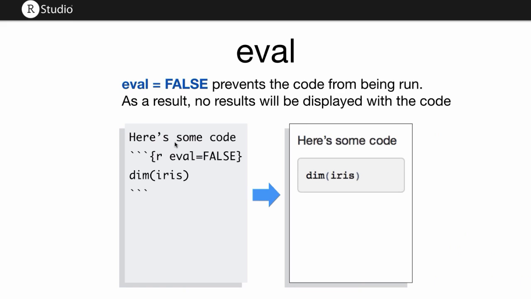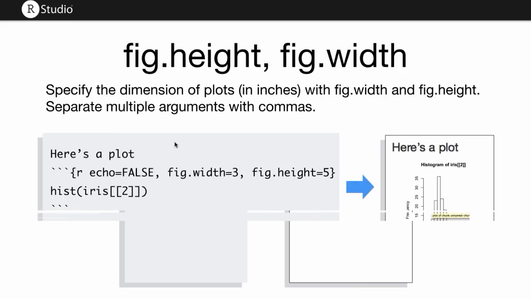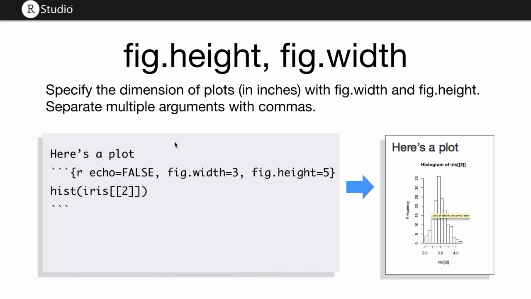Eval equals false does something analogous to that. You will see the actual code in your report, but R Markdown will not run the code. So if your code takes a lot of time to run, it's a great idea to put eval equals false in front of it. You won't waste any time running the code. Now the results of the code won't be available in your analysis, so use this where it's appropriate.